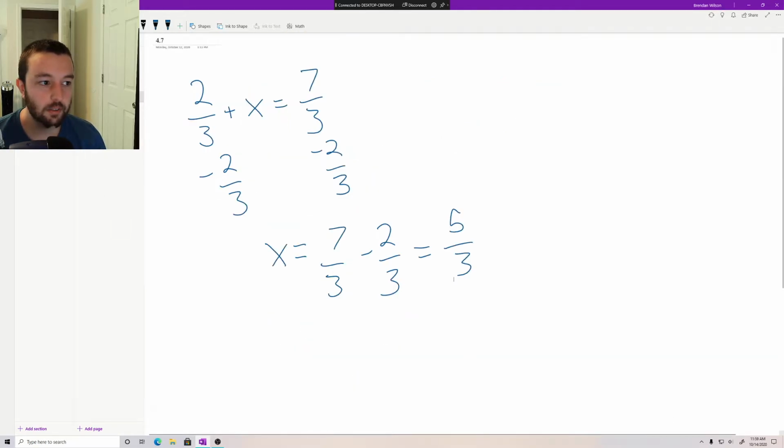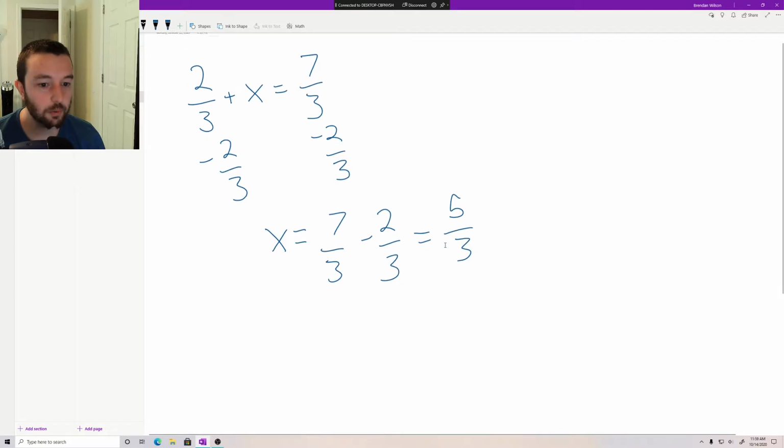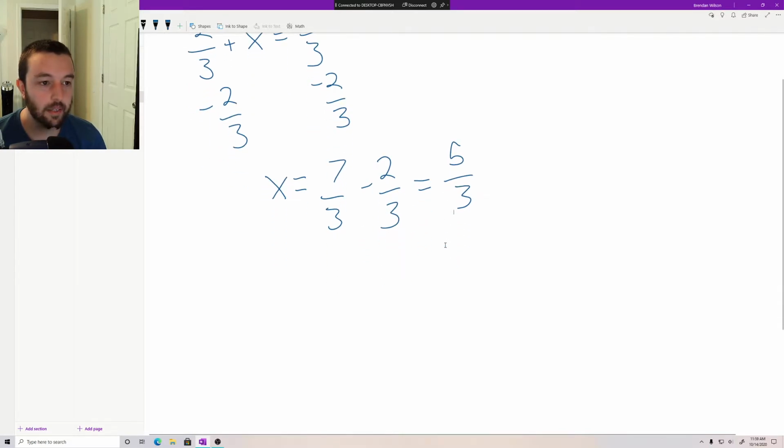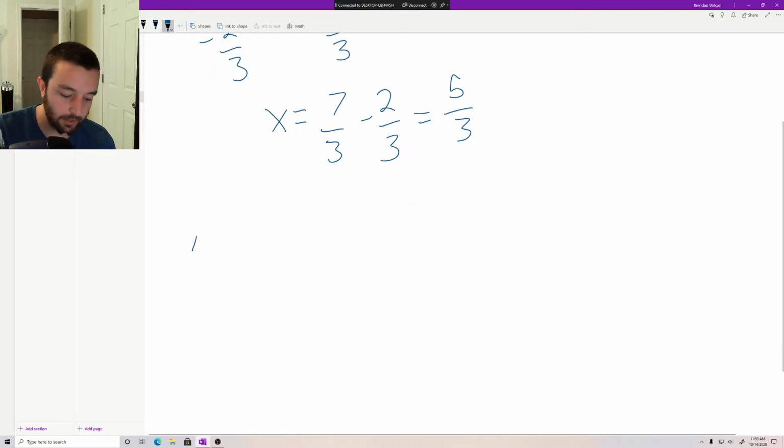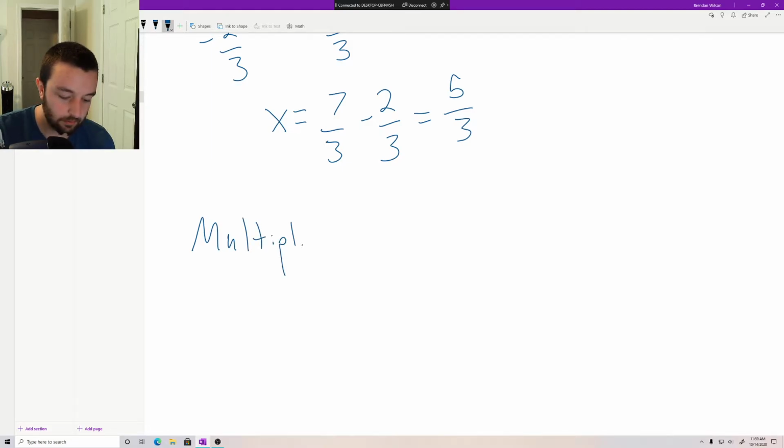So the one that you might notice is missing is we have no property that says that we can multiply something on both sides. Okay, and we can. It does exist. We just haven't stated that yet. So let's write it down. Okay, the multiplication property of equality.